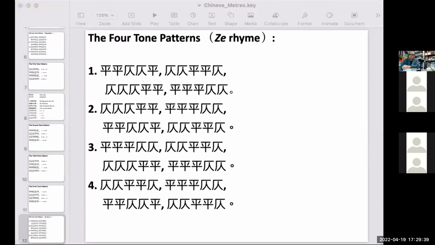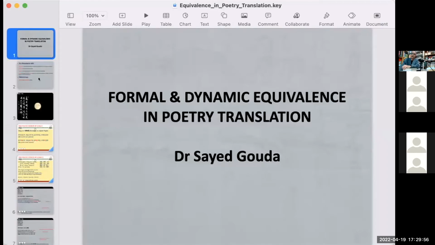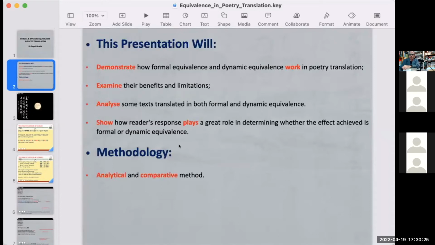So let me share with you another file. In this file, I will also try to explain the difference between formal and dynamic equivalence. I'm sure all of you studied the translation theories by Eugene Nida. He wrote about formal, dynamic and also functional equivalence. So we will take one of Li Bai's poems as a showcase to study it in terms of rhythm and how this rhythm can be translated into English.